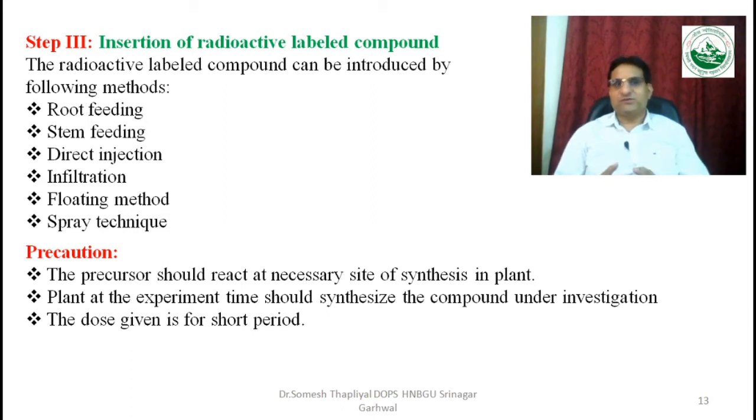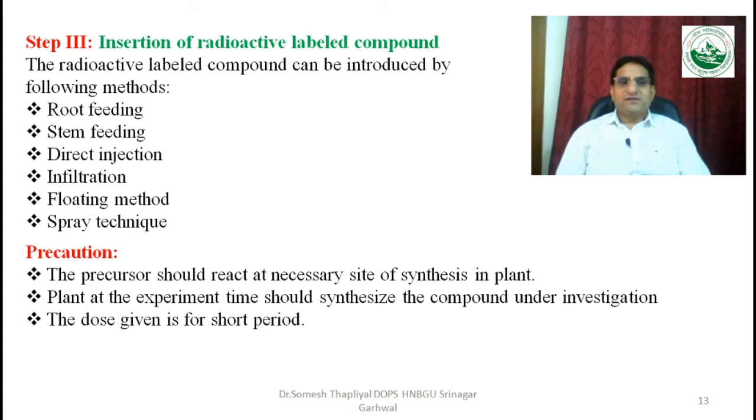So we will grow the root and stems in the hydroponic solution. For example, if we talk about tobacco, it contains nicotine, and this nicotine is synthesized in the root portion. Tobacco is basically an alkaloid plant, and nicotine will be synthesized in the root. So by the root feeding method or stem feeding method, we can biosynthesize nicotine in tobacco plants.